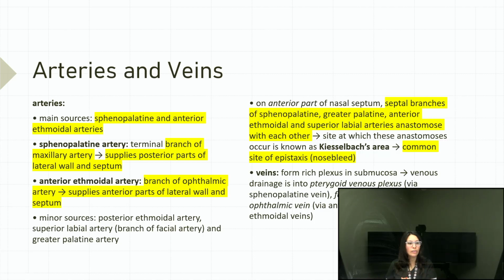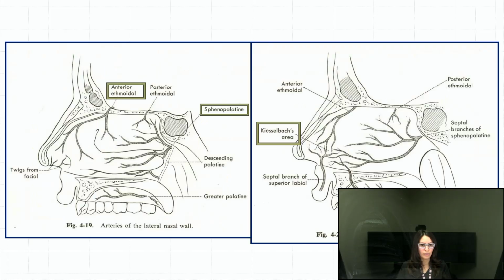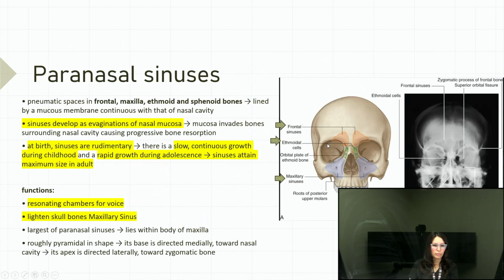Okay, and so the veins in that area are drained by what we call the pterygoid venous plexus. Also, each one of these arteries has a very similar name for its veins as well. So here you can see a picture of the anterior ethmoidal artery, the sphenopalatine artery, and then you can see more anteriorly on this picture the Kiesselbach's area that I just mentioned.